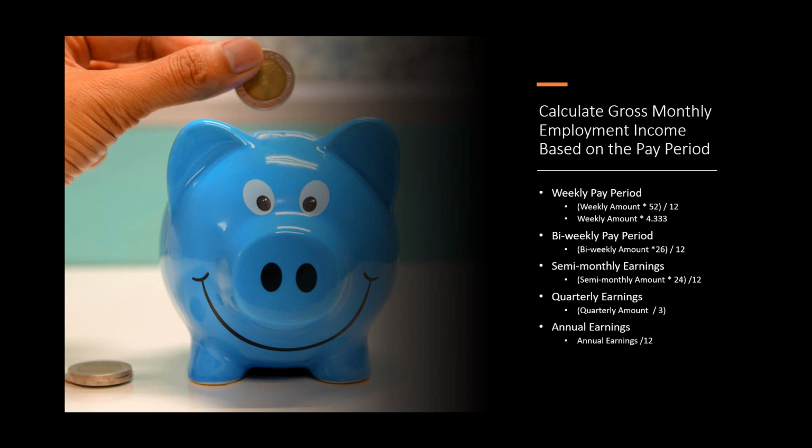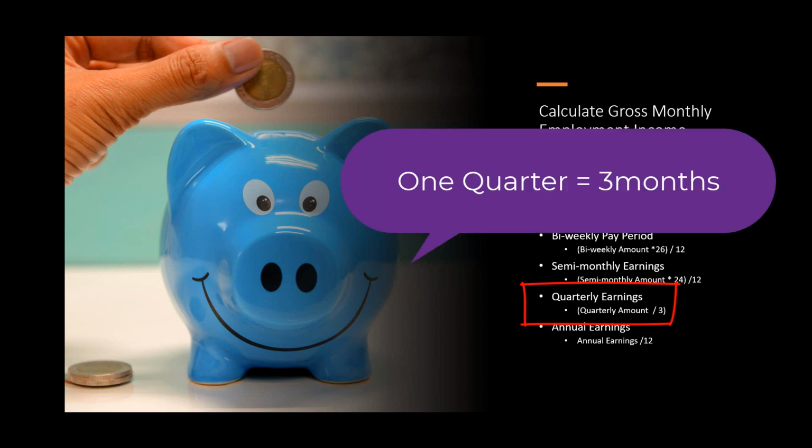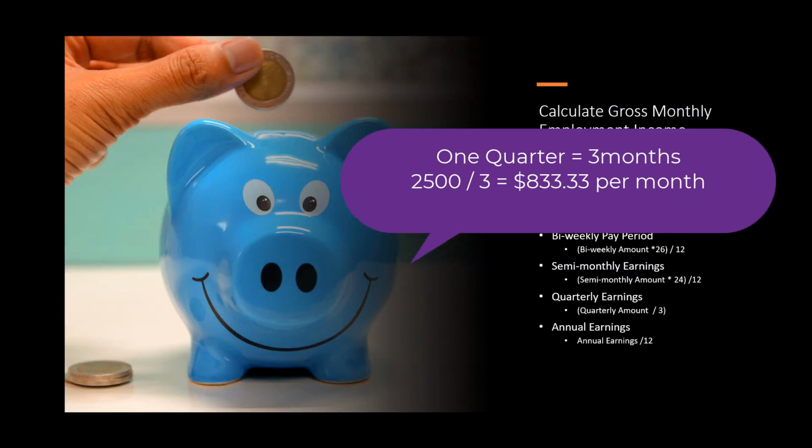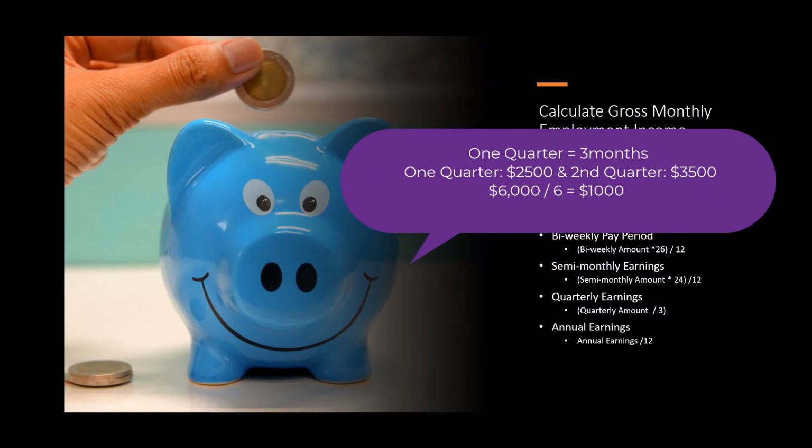Calculating monthly income from quarterly earnings is dependent on the number of quarters you are using. Each quarter consists of earnings for 3 months. If you only had 1 quarter of earnings for Arnold totaling $2,500, then you would just divide the $2,500 by 3 to arrive at his monthly earnings of $833.33.